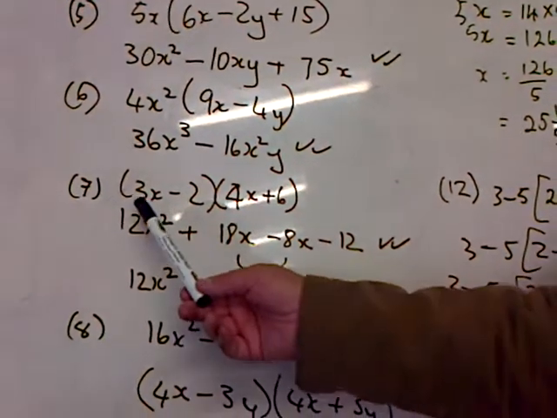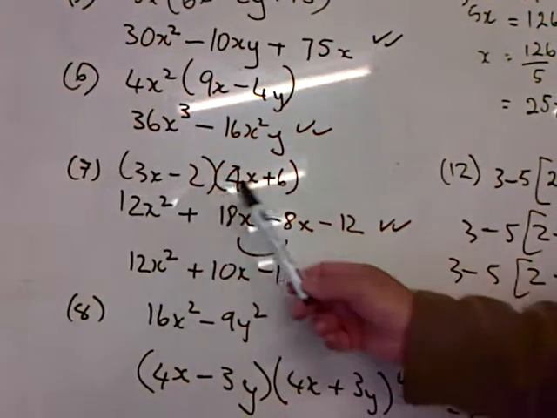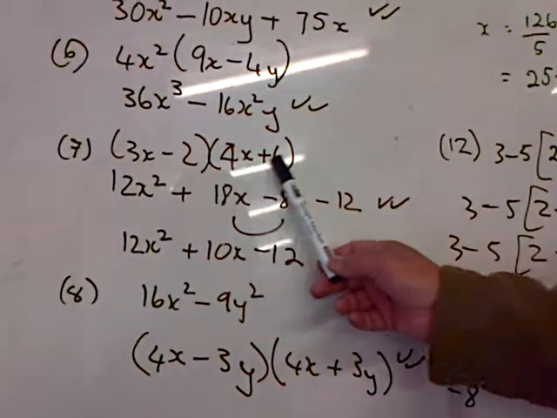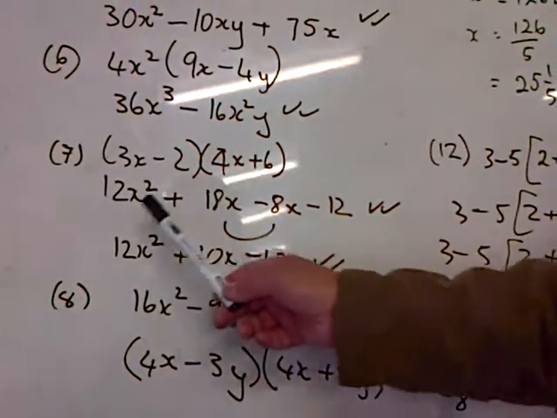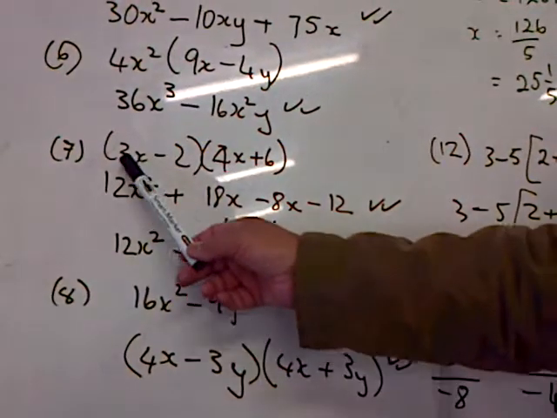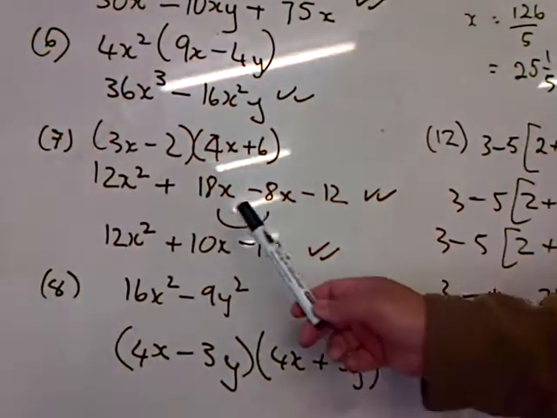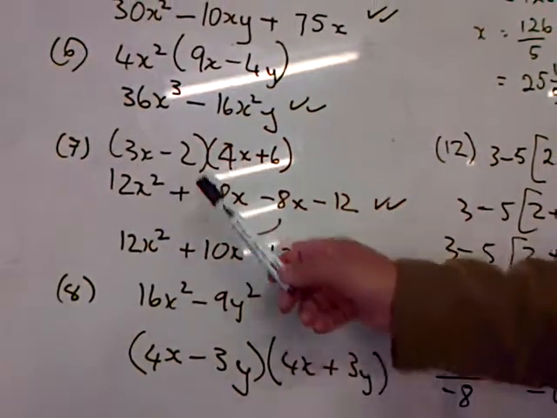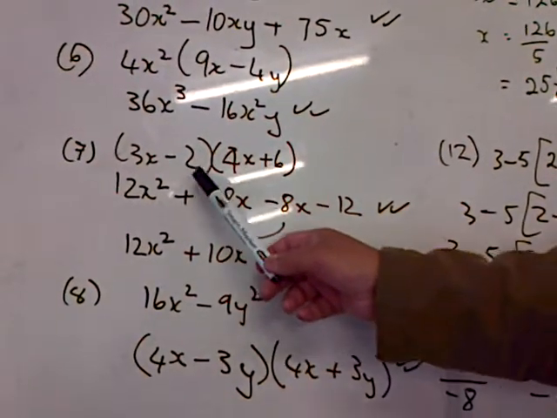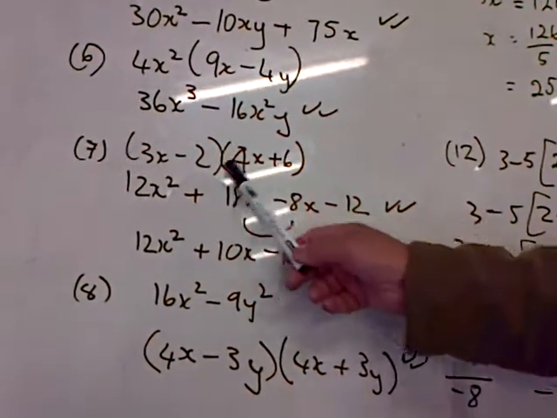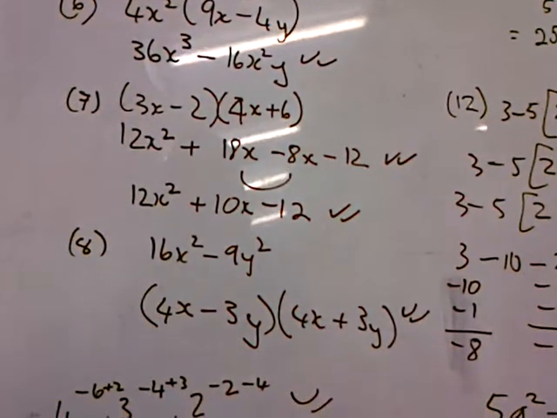Right? These two must be multiplied. So you first multiply 3x with what is inside there. So it's 3 times 4 is 12, x times x is x squared, 3 times 6 is 18x. And then you do that one with those two inside, minus 8x, minus 12.